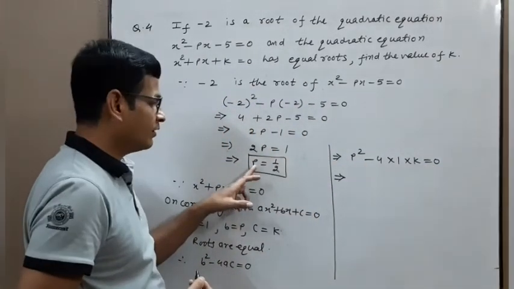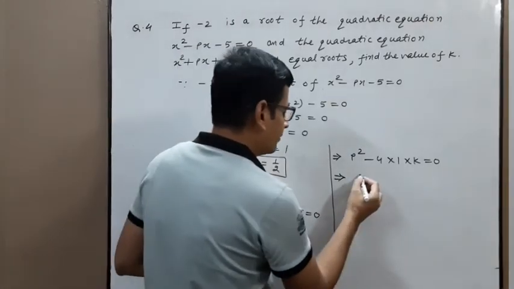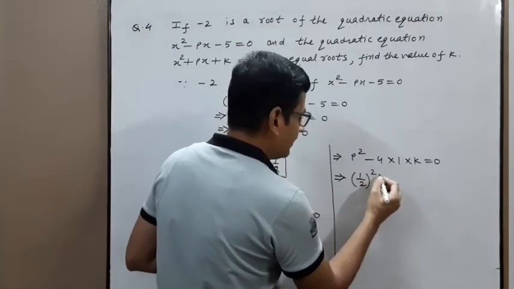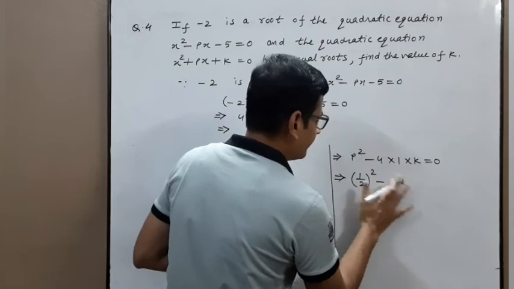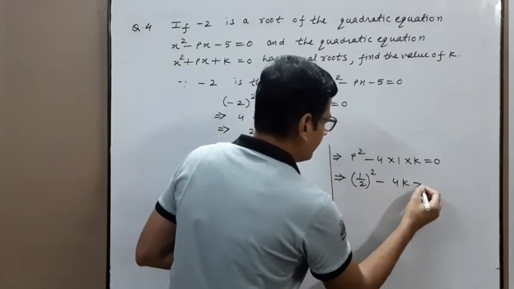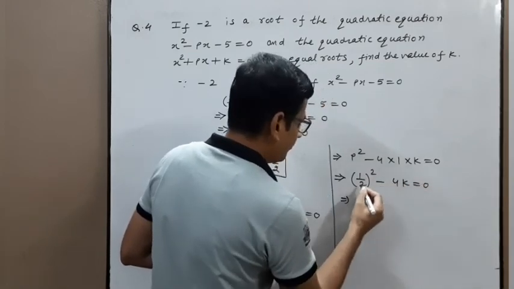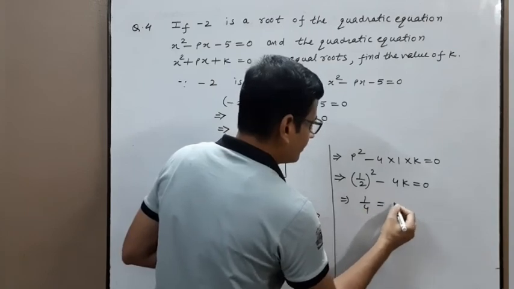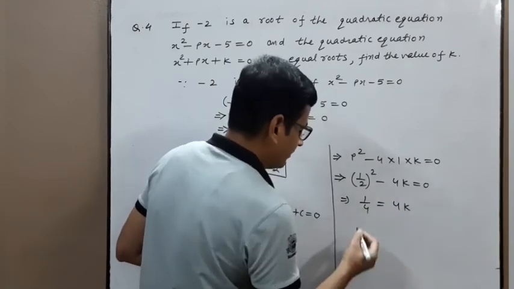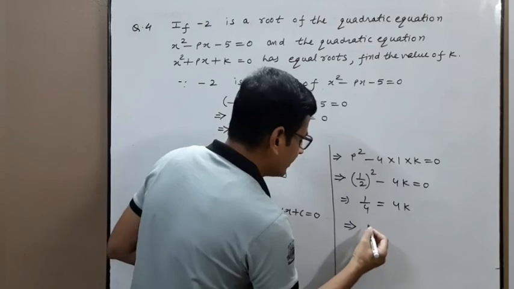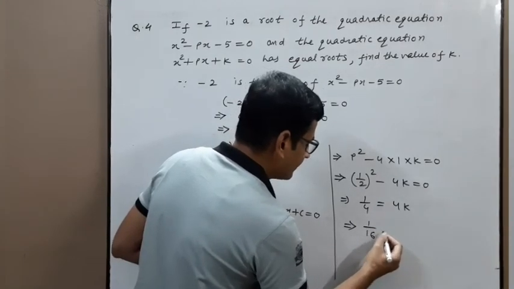Now simplify. Now substitute the value of p. p equal to 1 by 2. So 1 by 2 whole square minus 4k equal to 0. 1 upon 4 is equal to 4k. So the value of k is, dividing both sides by 4, 1 by 16 equal to k.